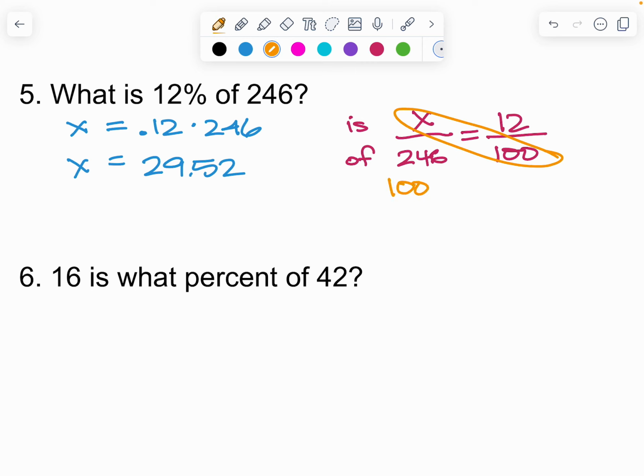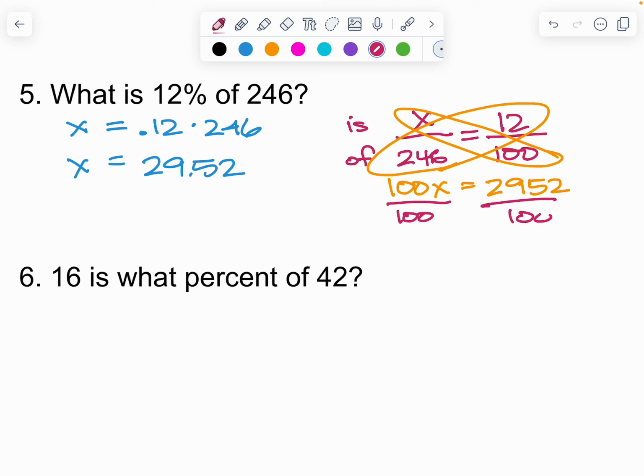I get 100x equals a really big number, 2,952. I want to get that x by itself, so I need to do the opposite, which is divide. Divide. X equals 29.52. Do you see how we got the same answer? We just did it two different ways. All right, I'm going to do the same thing for number 6.